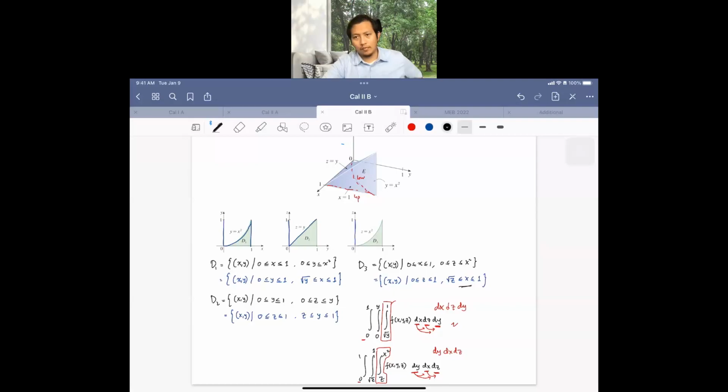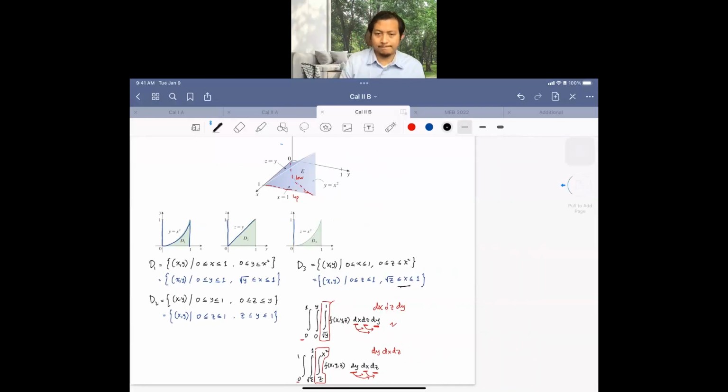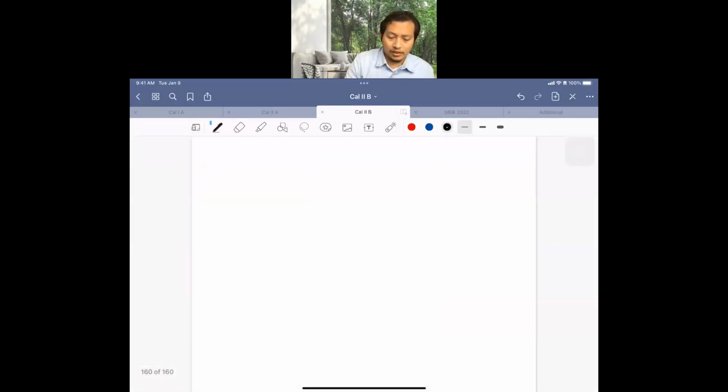Right. I think we can move on. We could move to another section, which is the application of triple integrals. So a little bit of applications for triple integrals.